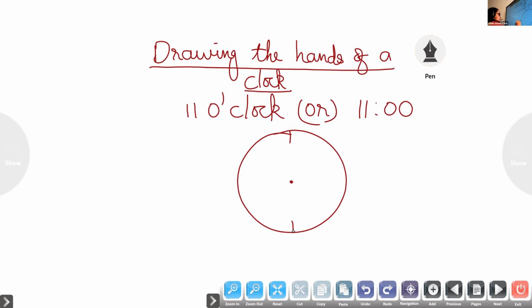1, 2, 3, 4. Like this, 4 lines have to be drawn. This is for 12. This is for 3, 6, and 9. Then in between 12 and 3, 1 and 2. Then 4, 5. 6 is already there, so 7 and 8. Since 9 is there, we have to just write 10 and 11.